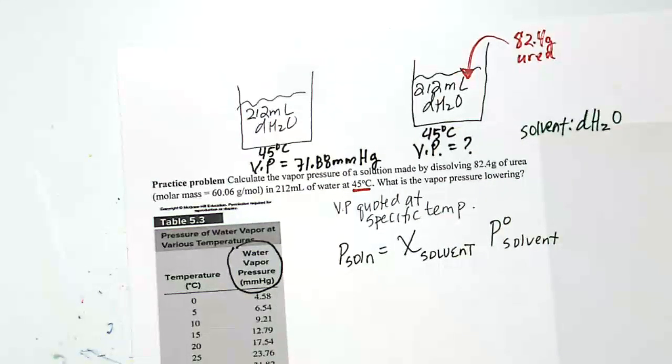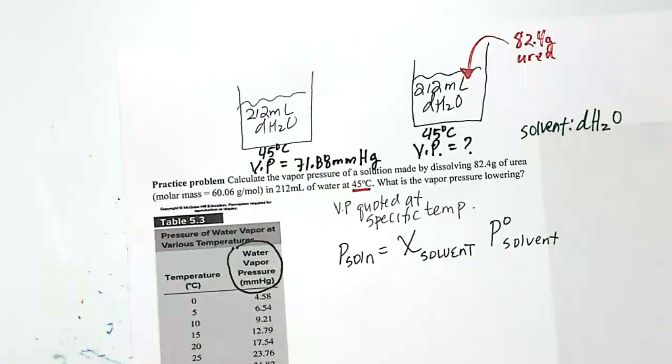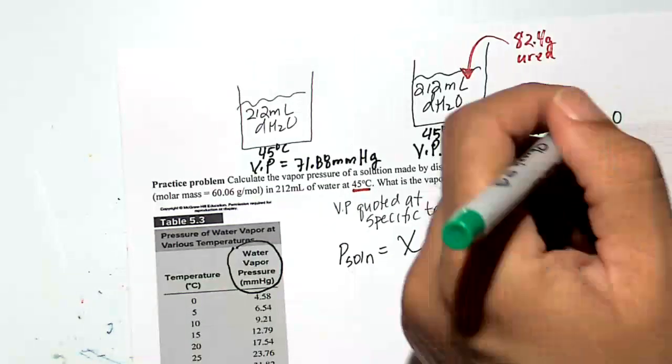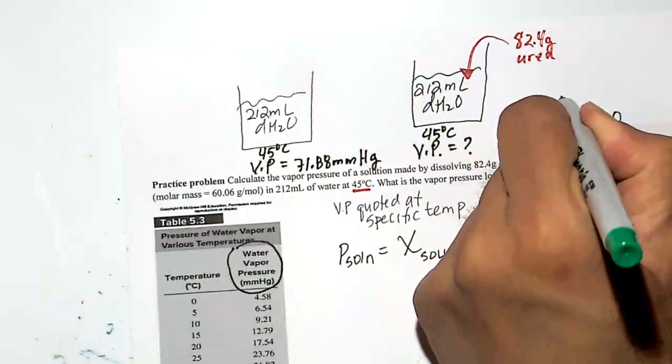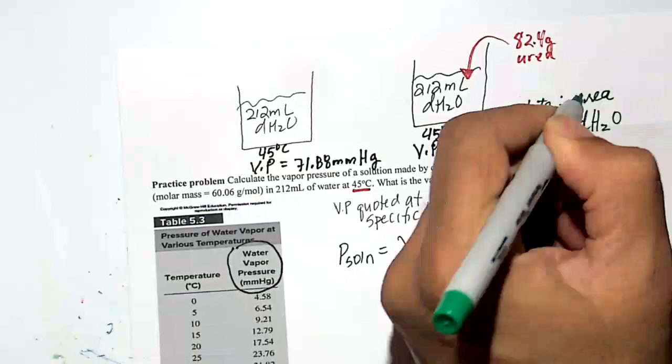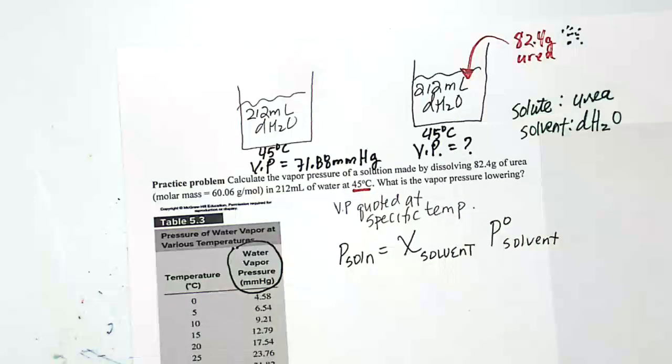Okay, I put D for distilled. Normally in the lab we don't put tap water. Maybe we want to put some clean filtered water, so that's the D. But it's water. And then what's the solute then? Okay, urea is the solute. Well, powdered urea.